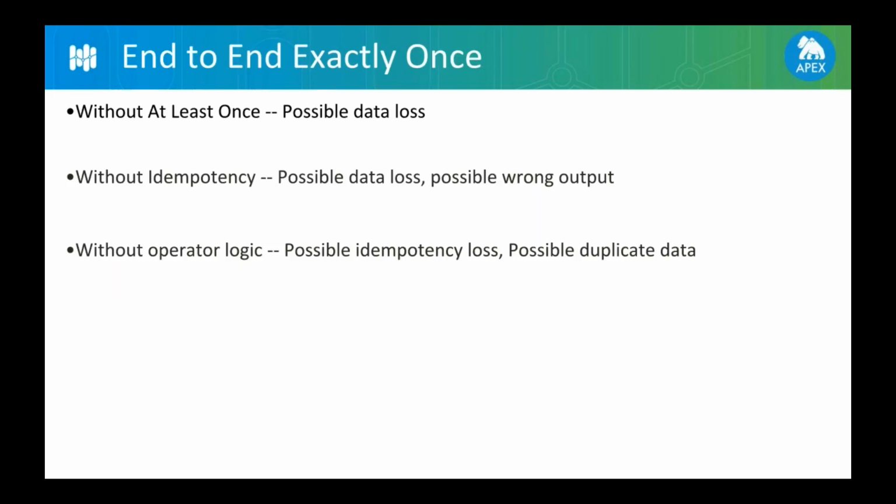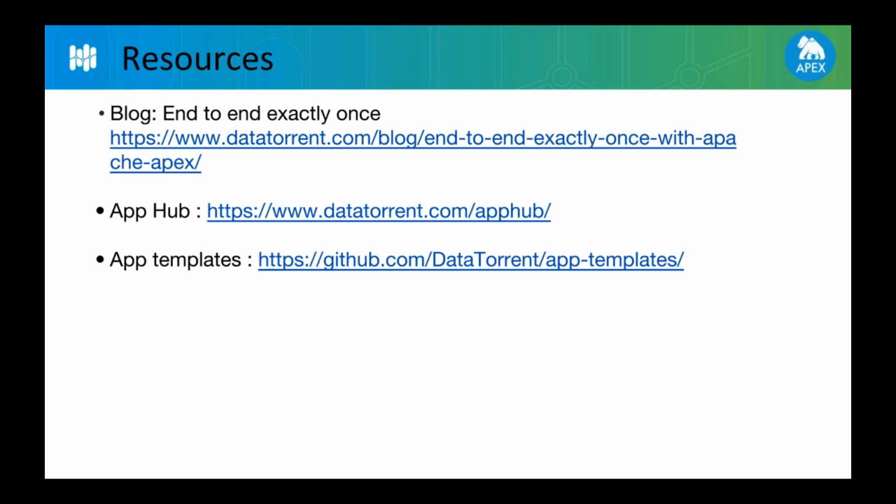Also, without operator logic, it is possible that there is idempotency loss like we saw for the Kafka input operator, and if there is no operator logic written in the output operator like databases, there could be duplicate data. So that is where all of these three factors become important when we want to support end-to-end exactly once. The operators written in Malhar for these external systems, most of them do support the exactly once concept, so you can go ahead and easily use them.